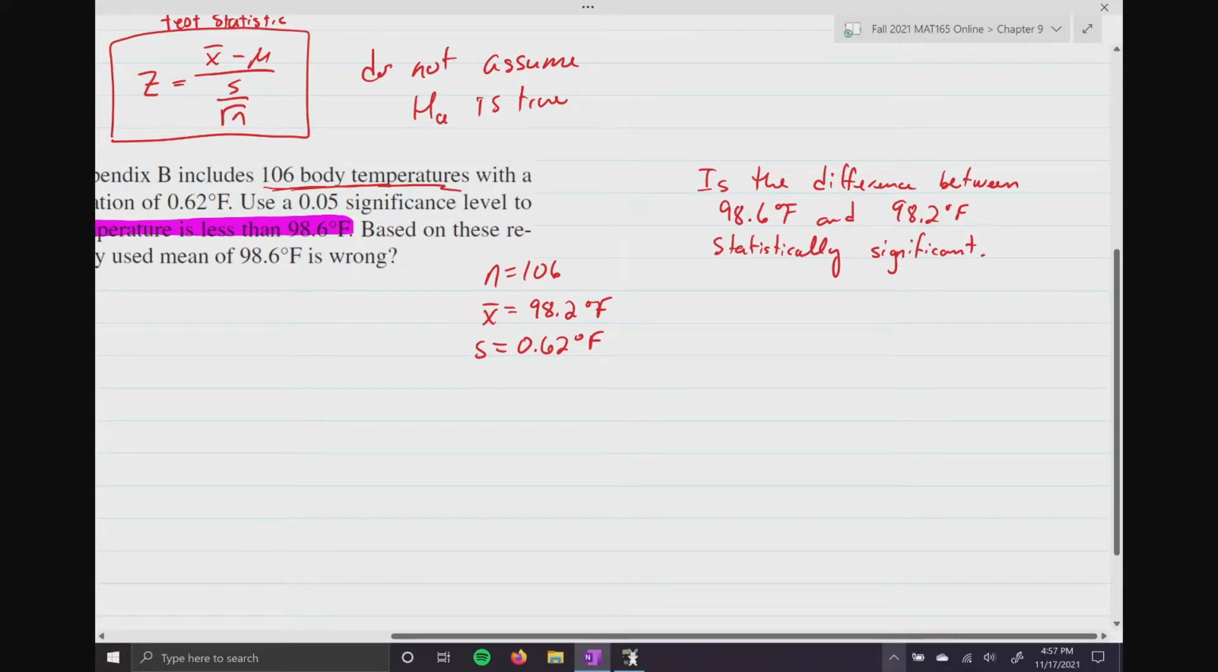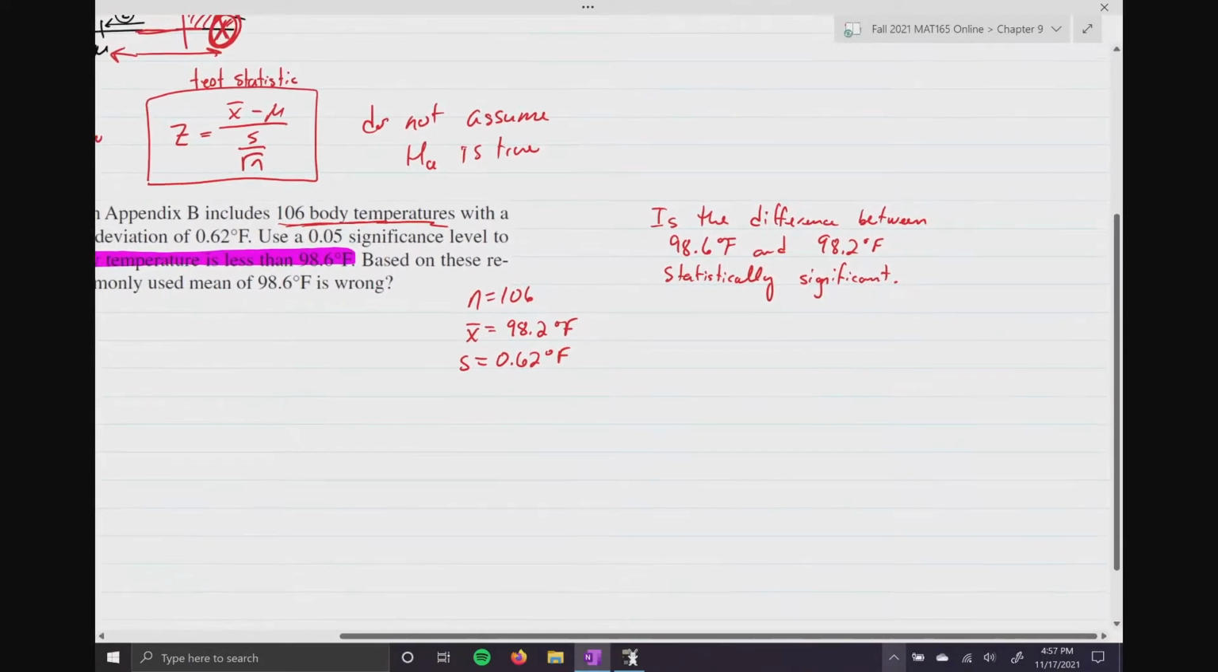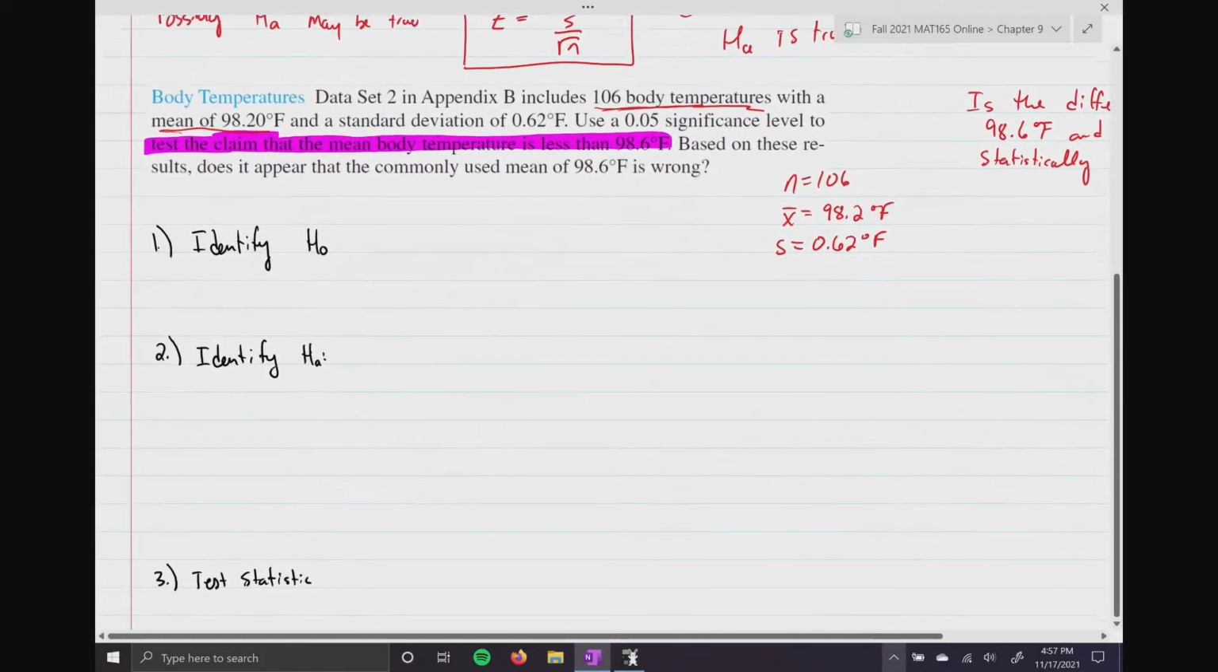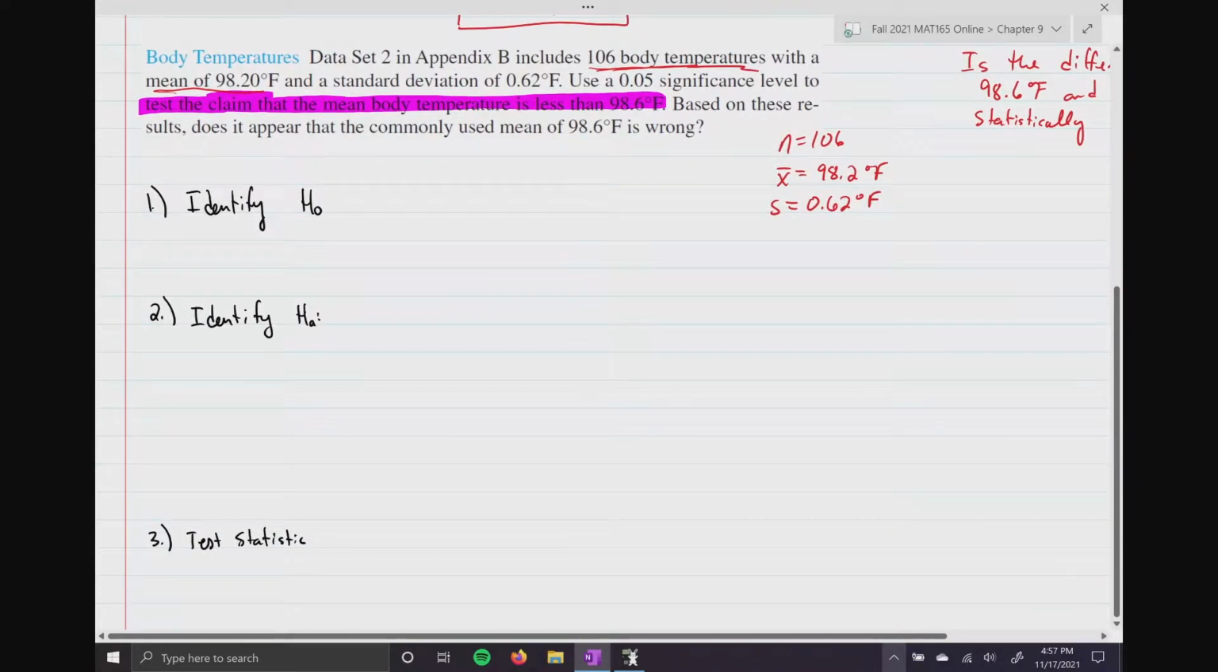Okay, because if it is statistically significant, we've been lied to our whole life. But if it's not statistically significant, then the 106 body temperatures that we found are not enough to reject the null hypothesis, which means there is no difference between 98.2 and 98.6. They're basically the same temperature. Okay? So how do we actually do this?